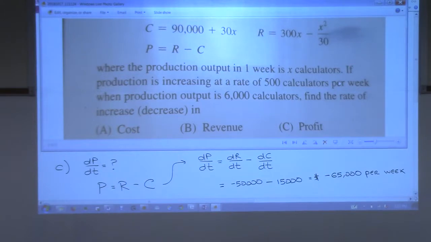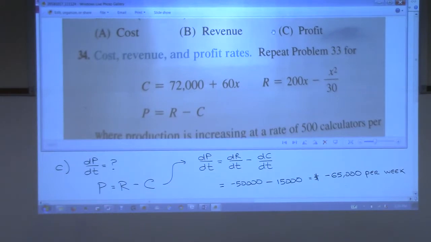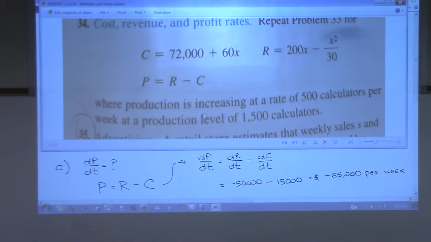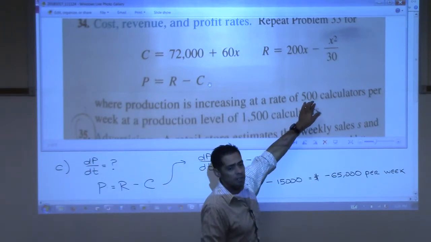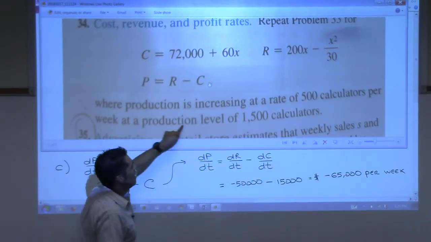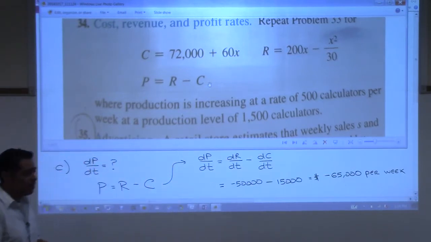Okay. So for your homework, we're not done, okay? But for your homework, I want you to do number 34. So follow your list of problems that's on your schedule, but instead of doing problem 33, do 34. And basically what they tell you is you have the same situation. They give you a cost function, they give you a revenue function, they tell you profit is revenue minus cost. So it's the exact same setup, except they also tell you your production level is increasing at 500 calculators per week. So that's the same, isn't it? Yes? But your current production level is 1,500, not 6,000. Okay, so things are going to change. You're going to get different results here.